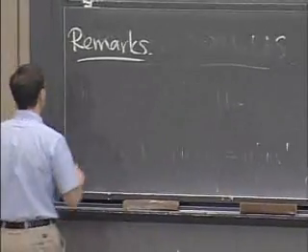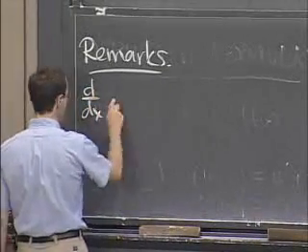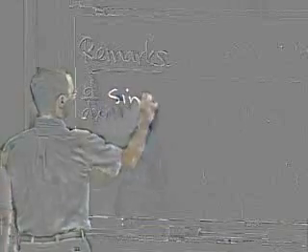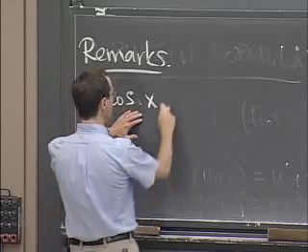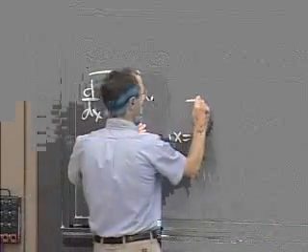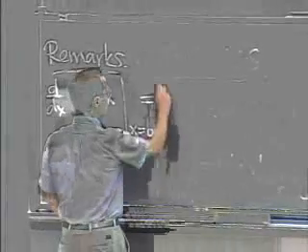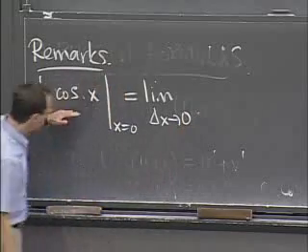So first of all, I want to point out that if you take the rate of change of sine x, now let's start with cosine, because it's actually a little bit less obvious. If I take the rate of change of cosine x, so in other words, this derivative, at x equals 0, then by definition, this is a certain limit as delta x goes to 0. So which one is it?